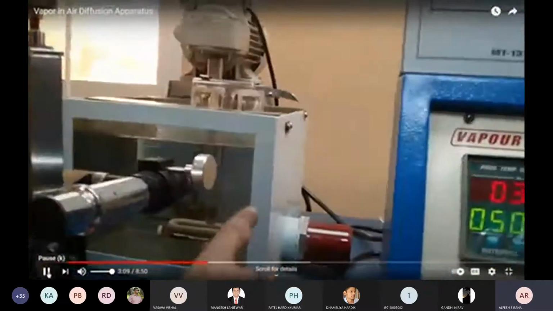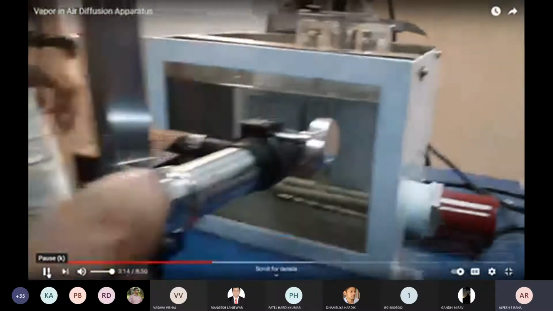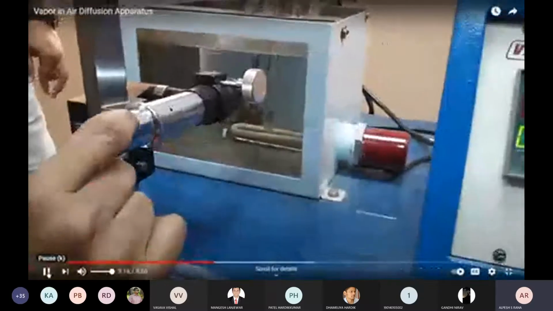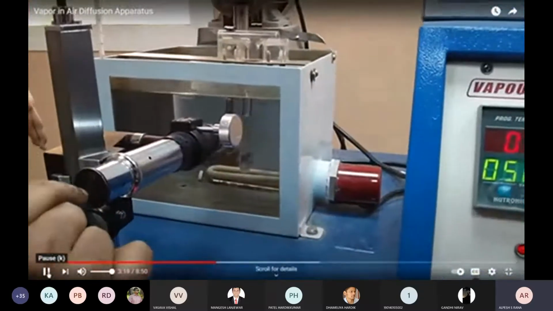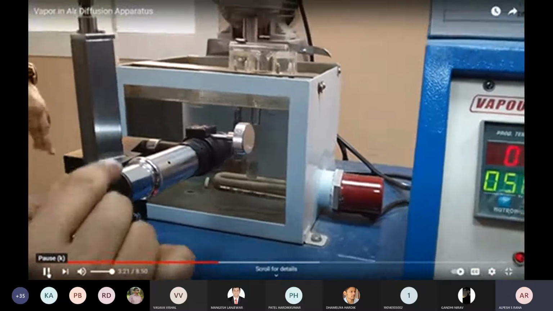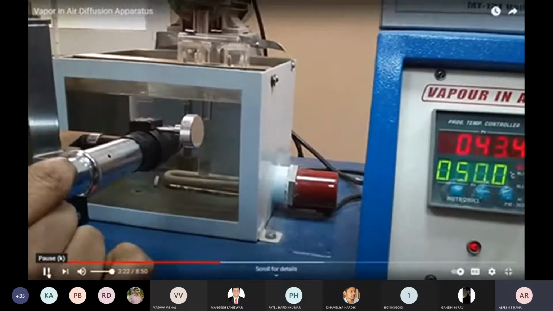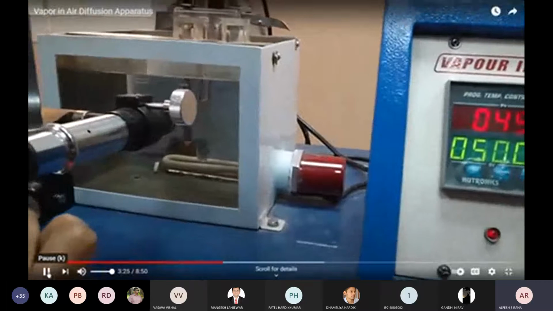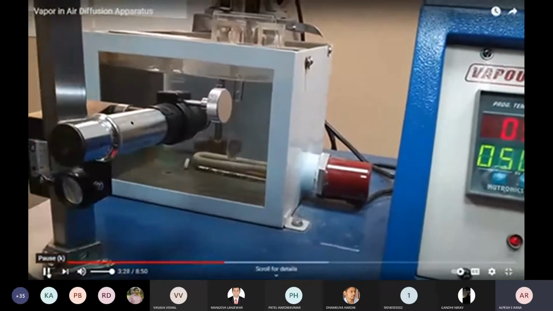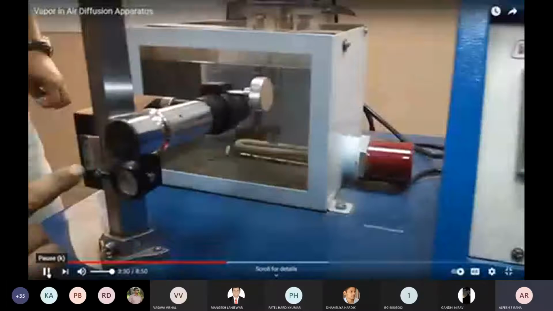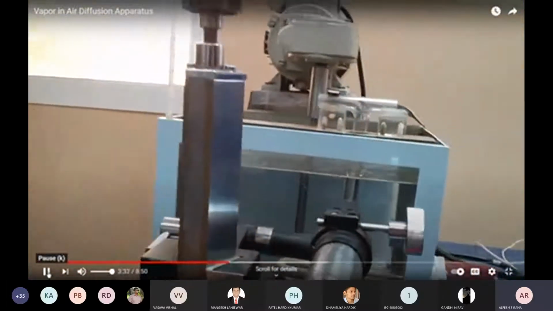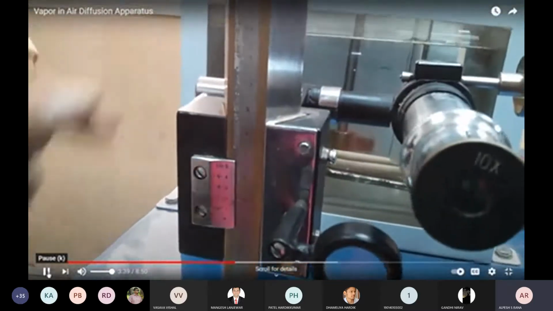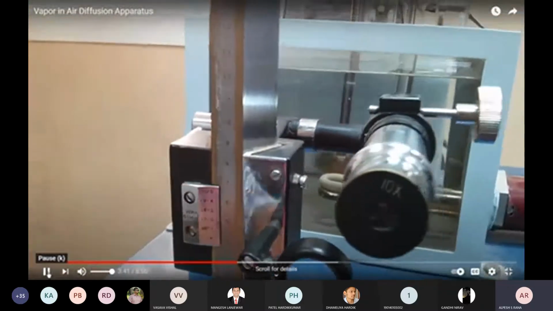And the initial level of acetone in the tube is measured with the help of the measuring device. There is a cross which can be viewed from this telescope. You just see the cross coincide with the upper meniscus and note down the initial level here. This is a vernier caliper, isn't it? So you can find out the initial reading.